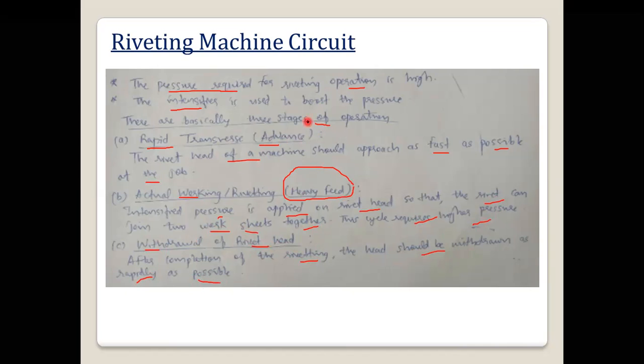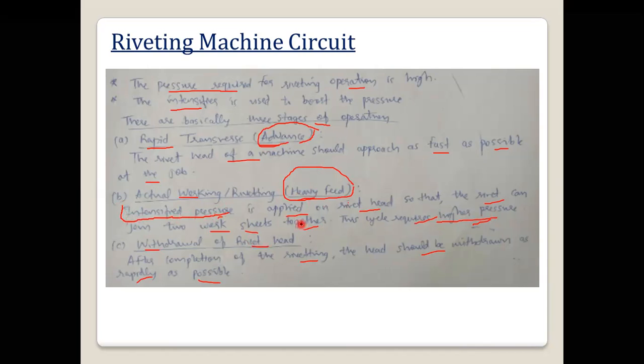Here again, it is similar to that. You can compare it with the traverse and feed circuit. Initially we want the advance for the riveting, where the rivet head has to approach the job very fast. Then second, heavy feed is required. Heavy feed means higher pressure is required so that we can join the worksheets. To join the worksheets, the higher pressure required can be supplied from the intensifier pressure.